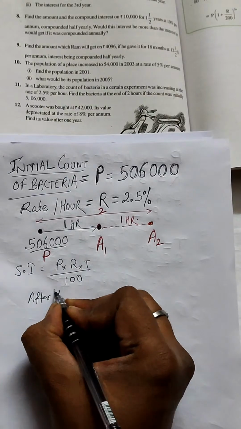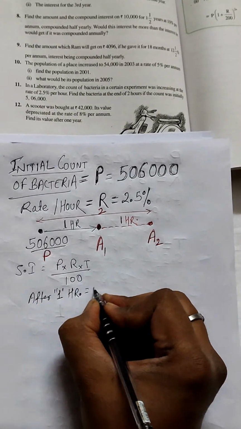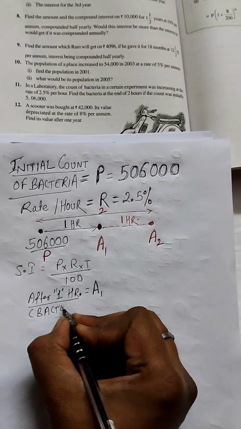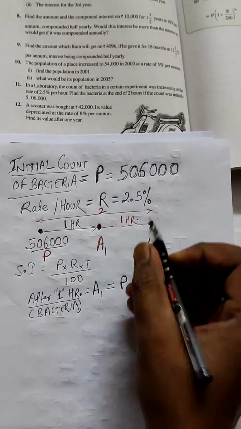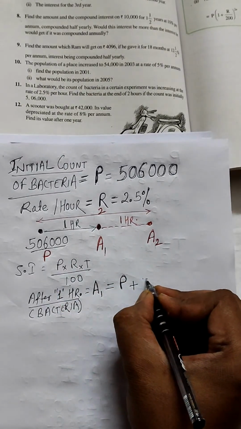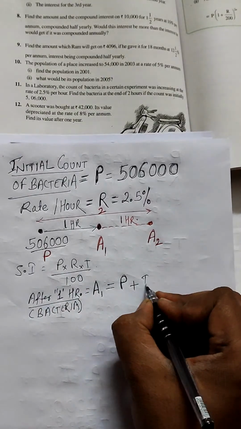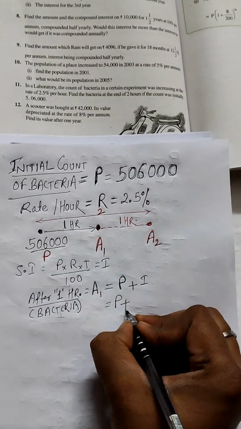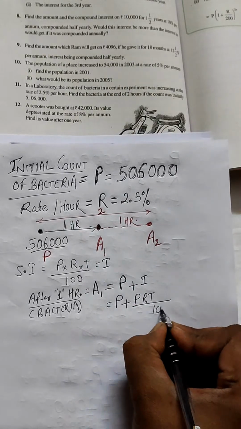After 1 hour, that means A1. A1 is the bacteria count after 1 hour, which is given by the principal count of bacteria plus PRT by 100. So that is equal to P plus PRT by 100.